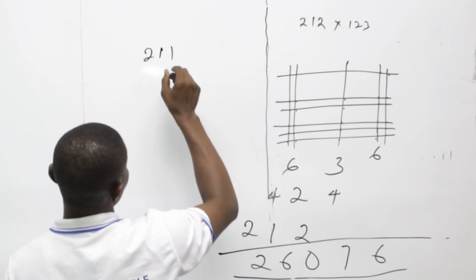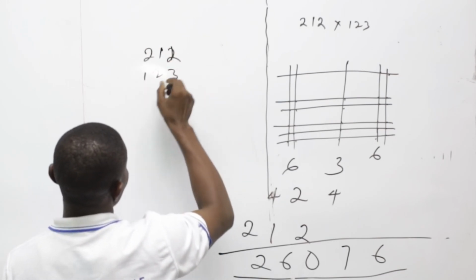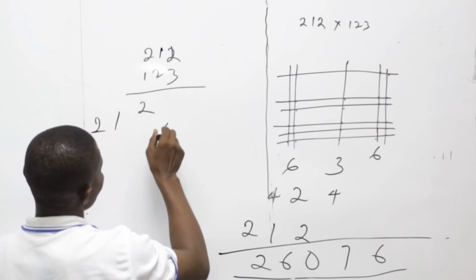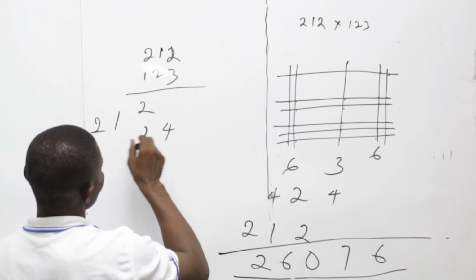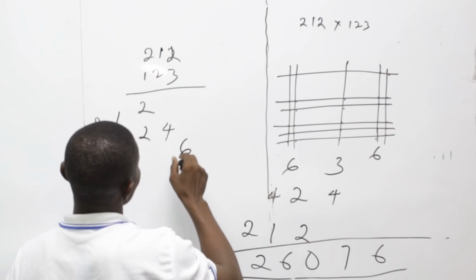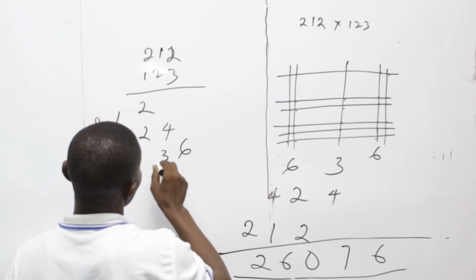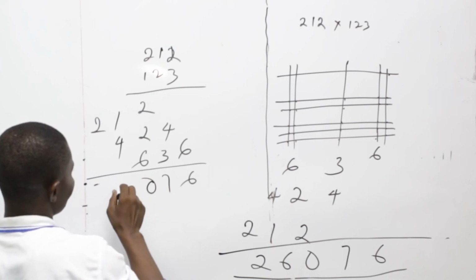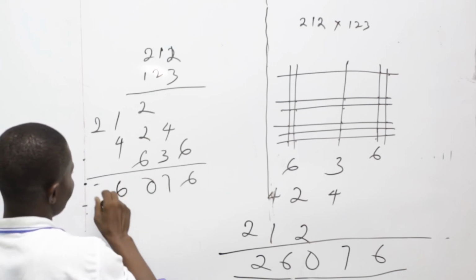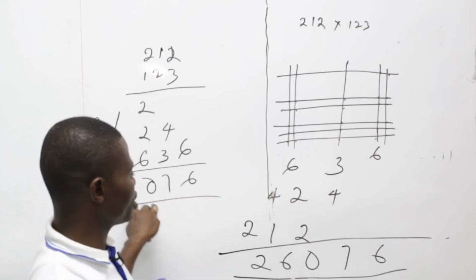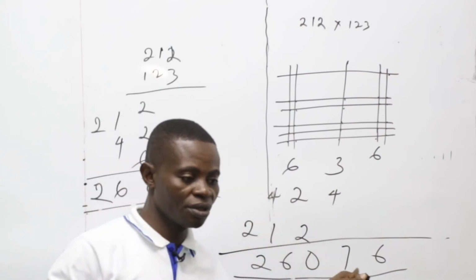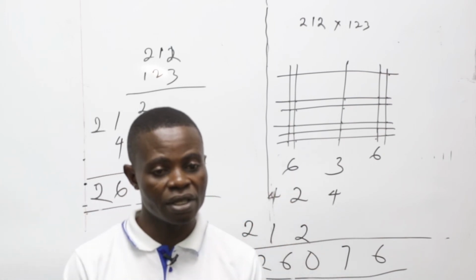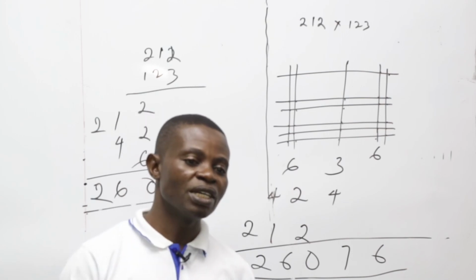2, 1, 2. 1, 2, 3. This is 2. This is 1. This is 2. This is 4. This is 2. This is 4. This is 6. This is 3. This is 6. You add up. This is 7, 0, 6, 6, 2. What do you see? 26,076. So you can see that the magic stick is quite interesting and it makes multiplication easy.